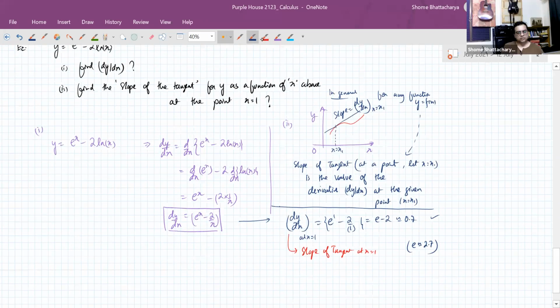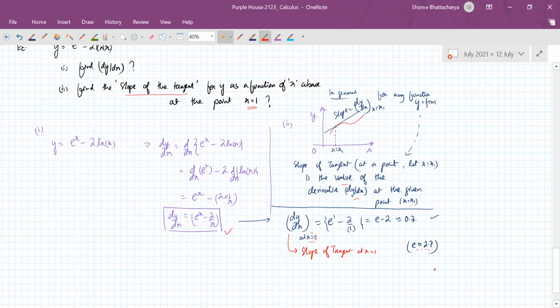Yeah, so see, in the second part, what we have to do is find the slope of the tangent at the point x equal to 1. So how do we find the slope of the tangent? By finding the value of dy by dx at that particular point. So what is dy by dx? It is this function, right? Now we are finding the slope at x equal to 1. So in this function, what do we substitute? Substitute the value of x as 1. So we get e minus 2.